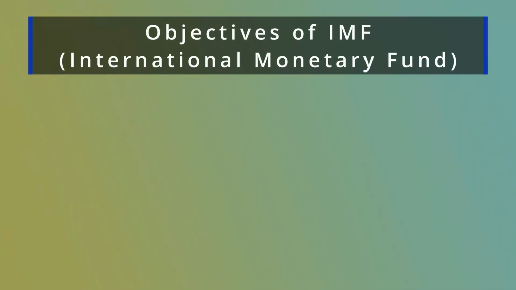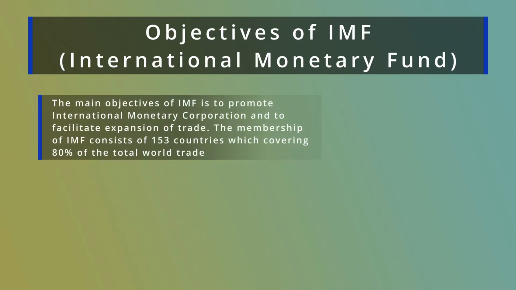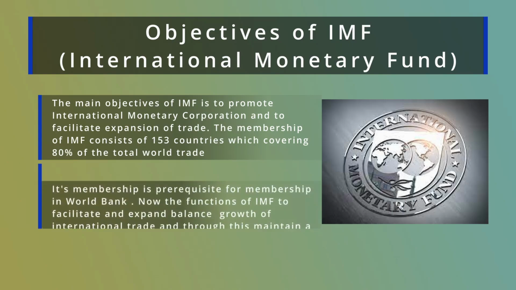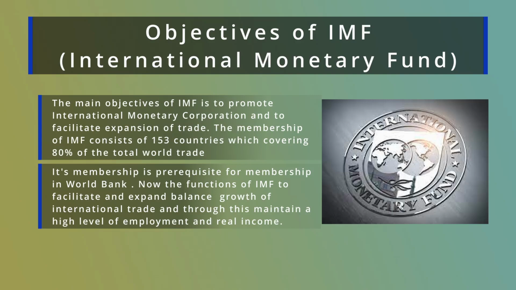Now I will discuss objectives and functions of the Bretton Woods institutions. First, I will start with the IMF, or International Monetary Fund. Objectives of the IMF. The main objective of the IMF is to promote international monetary cooperation and to facilitate expansion of trade. The membership of the IMF consists of 153 countries, which cover 80% of the total world trade, and its membership is a prerequisite for membership in the World Bank.